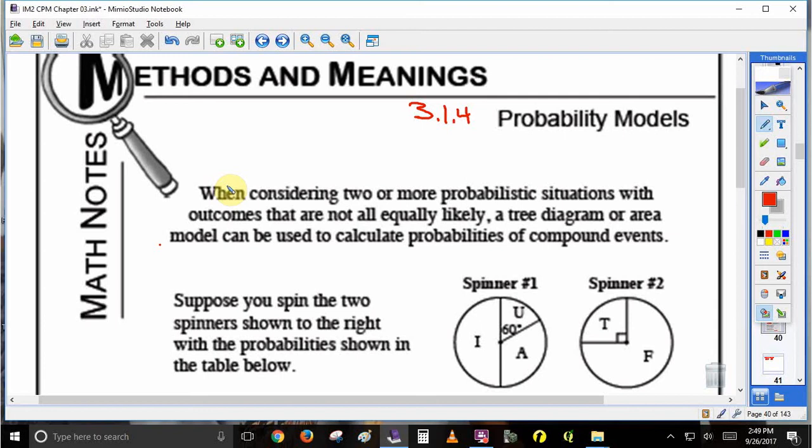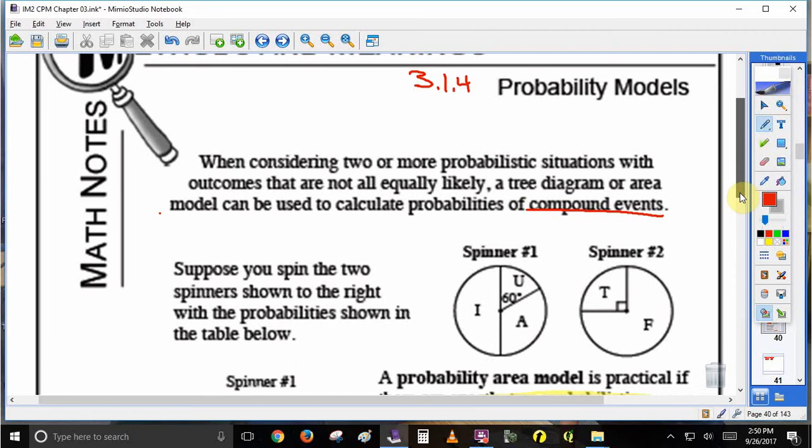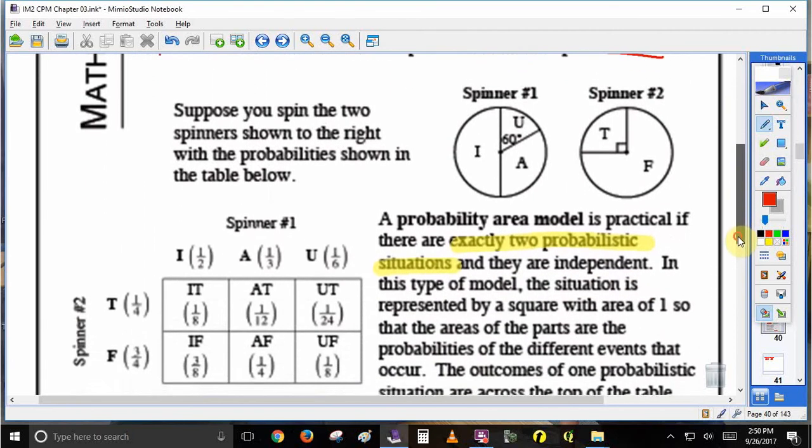So when we're talking about probability models, we're talking about ways that we can use pictures to visualize the probability of events occurring. So let's take a look at this scenario. We're going to look at two main ways of doing that. When considering two or more probabilistic situations with outcomes that are not all equally likely, a tree diagram or area model can be used to calculate probabilities of compound events. Okay? So when more than one thing is happening and those things are independent.